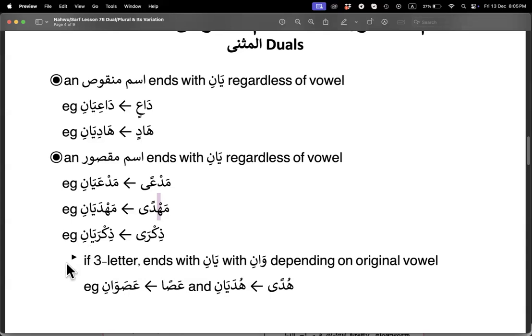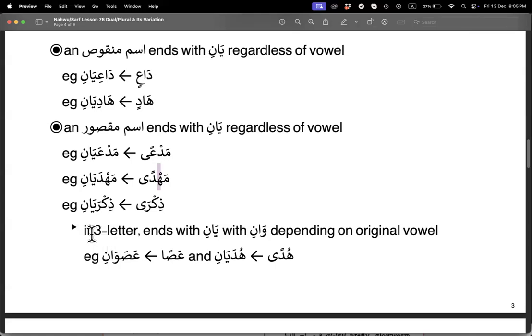If three letter, then it will end with yani, with one depending on the original. What I'm basically trying to say is, aso. This is a three-letter word. What does it mean? Aso, the stick. What are the root letters? Ain, swad, waw. And this is singular, right? One stick, aso.